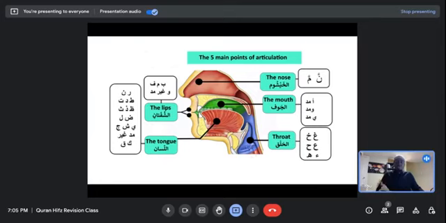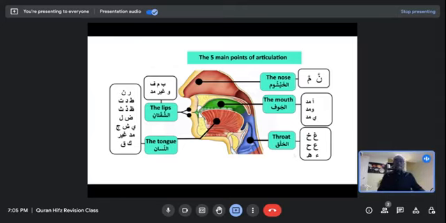The second region of the mouth where the letters come out from is the halq, the throat. The throat starts from the end of the tongue to very close to the chest, right? So we have 3 articulation points at the throat. We have adna al-halq, the nearest part of the throat, which is very close to the tongue. We have wasat al-halq, the middle of the throat. And we have aqsa al-halq, the deepest part of the throat. So the halq has 3 articulation points.